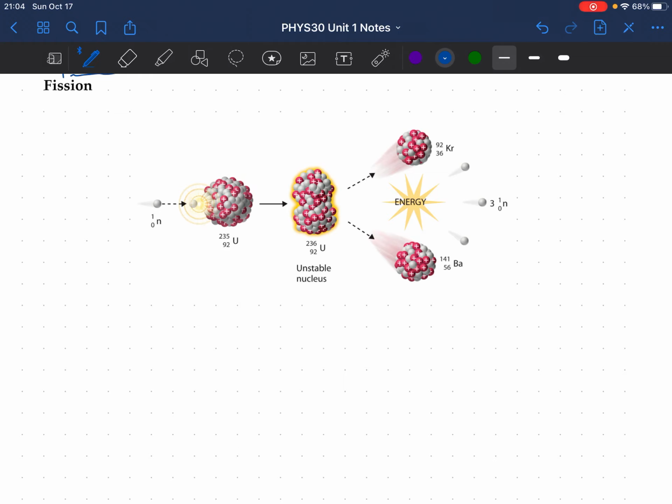All right, so we're going to take a look at the first type of nuclear reaction, and that is called nuclear fission. There are two types of nuclear reaction: fission and fusion. We're going to look at fission first. Fission is most commonly found in early nuclear weapons.